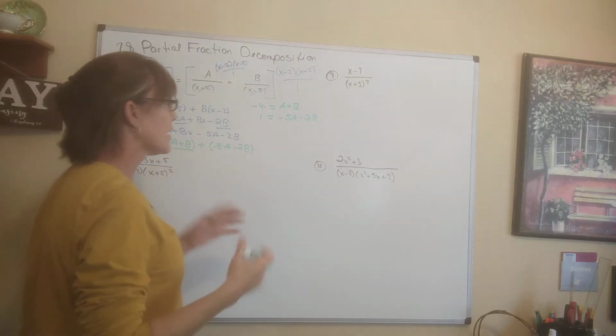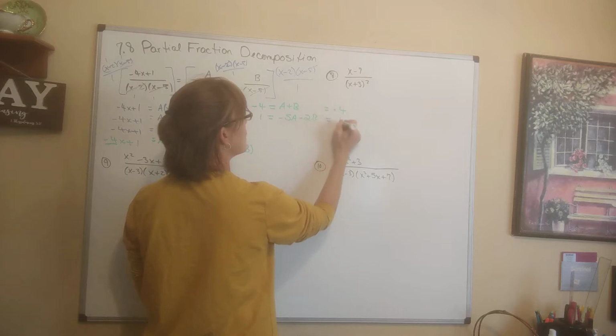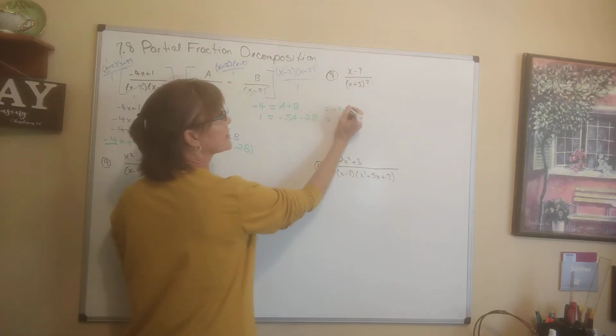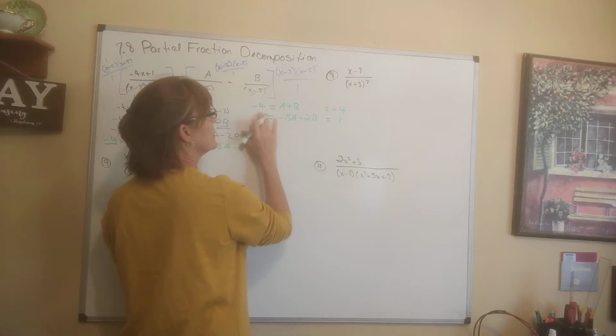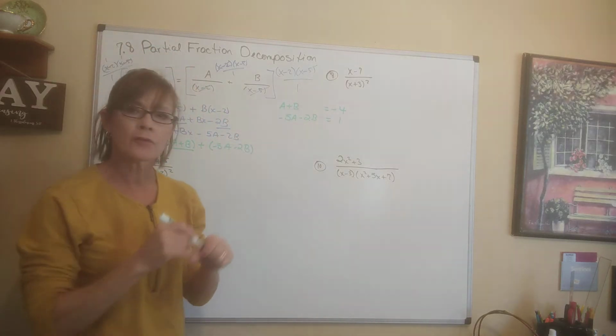And so for my comfort level, I want my numbers on the other side. I'm going to say equals negative 4, equals 1. And that's called the reflexive property. You're allowed to do that. If A equals B, then B equals A. That's what that is. Okay, so now I'm just solving this system of equations.